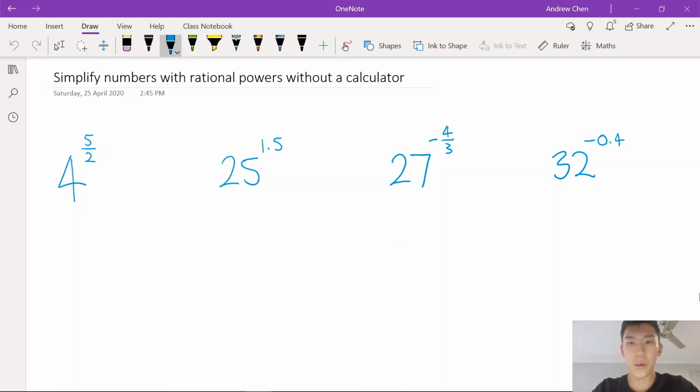So here's what I'm talking about. We have numbers with rational powers. If this is relatively new to you, you might be going, what the heck? How am I supposed to do that without a calculator? But that's what we're going to learn right now. The first thing we need to do is use the index law that I talked about to rewrite all of these in a different form.